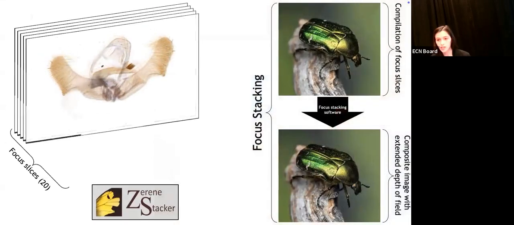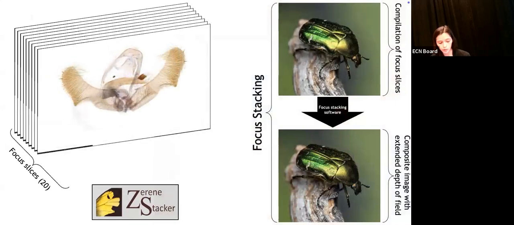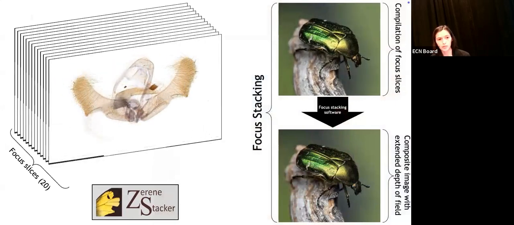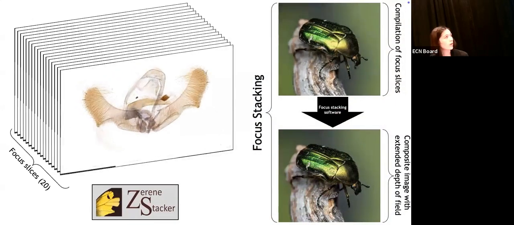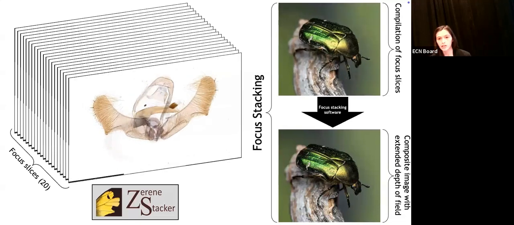All right, so we have our 20 slices representing the full range of Z planes, and then we use Zerene Stacker to produce a final composite image. And Zerene is just a software used for focus stacking, as demonstrated by the diagram of beetle figures to the right. Focus stacking is an image processing technique that aligns and merges the in-focus areas from each image in the stack to create a single image with extended depth of field.